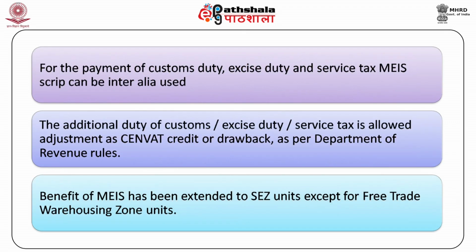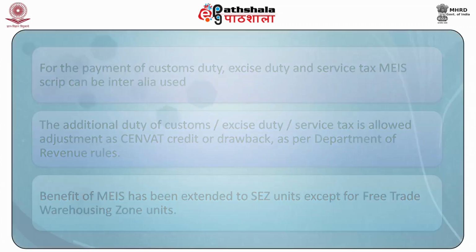For the payment of custom duty, excise duty and service tax, MEIS scrip can be inter alia used. The additional duty of custom, excise duty, service tax is allowed adjustment as Cenvat credit or drawback as per the Department of Revenue rules. Benefit of MEIS has been extended to SEZ units except for free trade warehousing zone units.